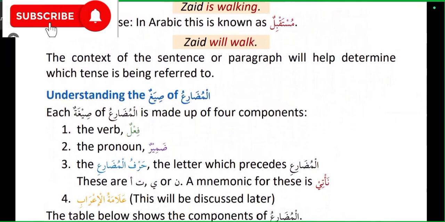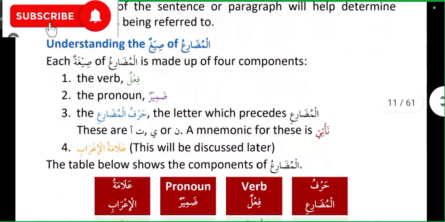So understanding the sighas of fail mudari. Each sigha of fail mudari is made up of 4 components. In Madi, we saw that each fail has a fail and a pronoun attached to it. Here it has 4 components. The first component is the verb itself, the fail. And then the second is the dhamir. So in Madi we had fail and dhamir, like fail with fa'il. So here again, number 1 is fail, number 2 is the pronoun or dhamir, number 3 is the harf al-mudari'. I call it alamat fail mudari'. So the letter which precedes al-mudari'.